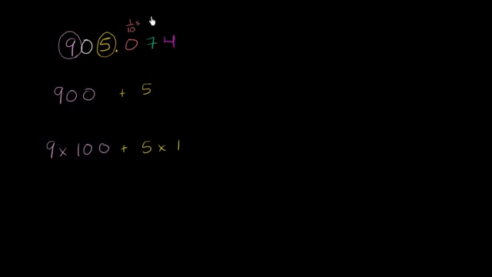Now we go to the hundredths place. This literally represents 7 hundredths. So we could write this as 7 hundredths, or 7 times 1/100th. So plus 7 times 1/100th. And then finally we go to the thousandths place, and we have 4 thousandths. So that literally represents 4 over 1,000, or 4 times 1/1,000th.